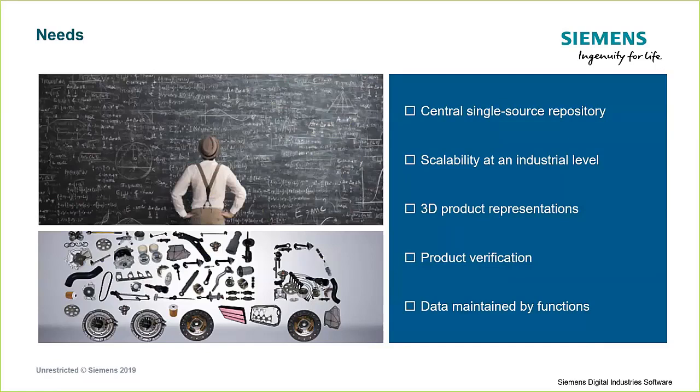So we lay out some needs here: a single source repository, scalable at an entry level. It's got to scale to your particular needs and the size of your bill of materials. Being able to represent the 3D product, so being able to capture the geometric information of what that product is going to look like. Being able to verify along the way, part of that with some of the visualization and other tools that we have, and to maintain your data by the particular function it relates to. So these are some of the needs if you were a company that set out, here's what you're looking for.